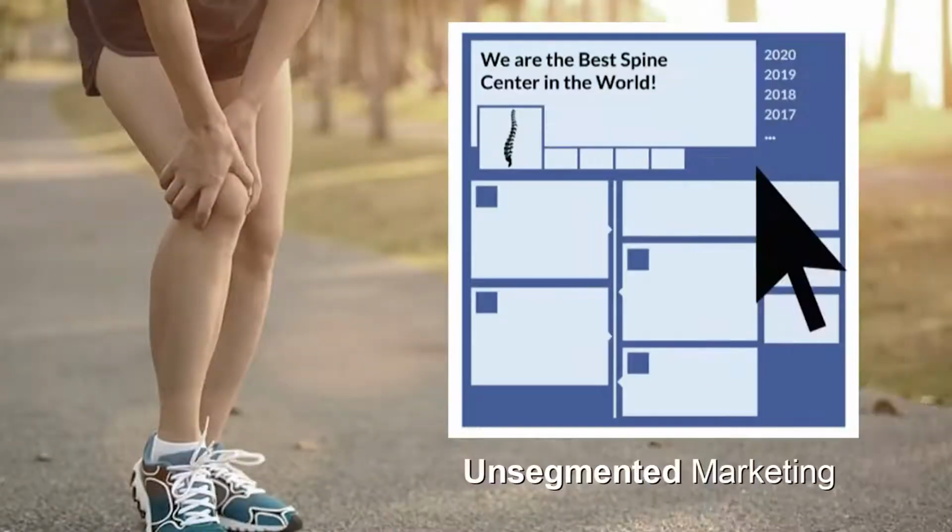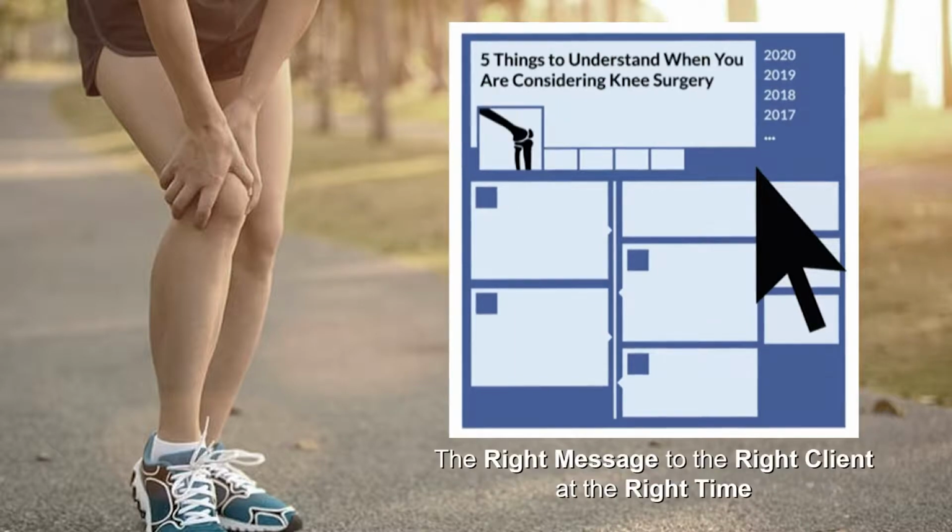For example, if you had a torn ACL, and then you started to get messaging from an orthopedics practice about how they have the best spine center in the country, there's a very small likelihood that you would even open up that email. Why would you even care? But if the same orthopedics practice did proper segmentation of their list and sent you messaging about knee pain, there's a good chance you'd open up that email. So the goal of buyer persona exercises is to get the right message to the right potential client at the right time.